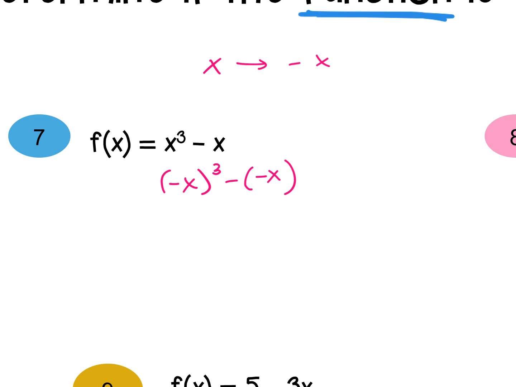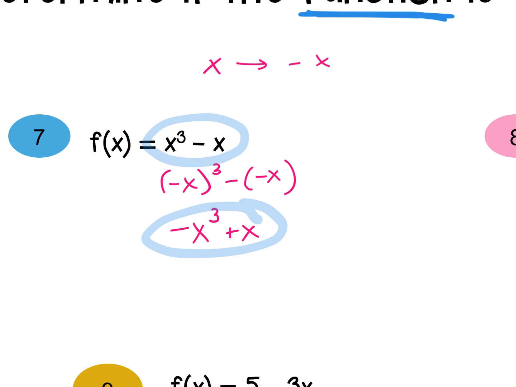Now what happens when I raise a negative to an odd power? It stays negative, so this is going to be negative x to the third when I simplify it. How about minus a negative x? What happens there? Plus x. So now I want to compare this to my original. If they match, then it's symmetric to the y-axis, which means that it's even. If both are the opposite sign, then it's symmetric to the origin, which means it's odd.